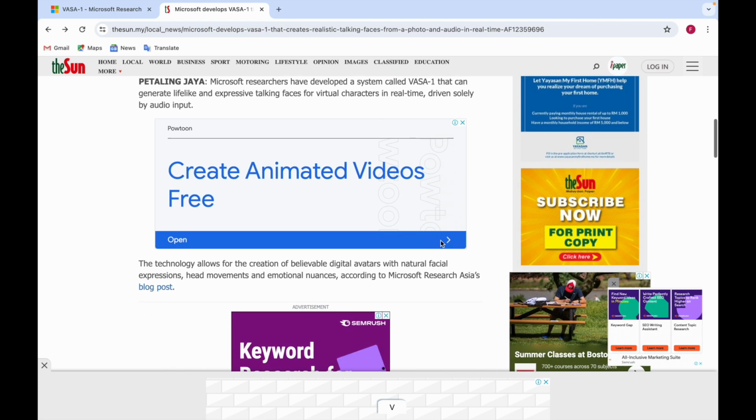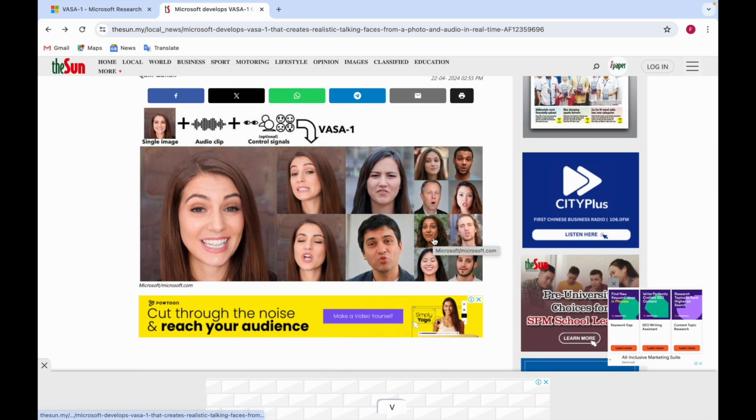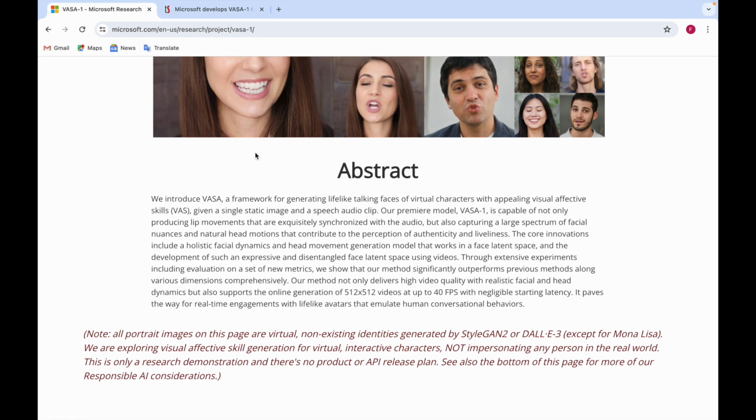So here's a blog in which it says that it takes the photos and the audio clip, so it converts it to expression. If you look at this, this is the photo and these are the talking faces. And let me take you to the website. Here, it's a framework for generating lifelike faces of virtual characters with appealing visual affective skills. It means they have their own expressions, the way they're talking, you won't ever believe that it's a photo. It's converted into a video.